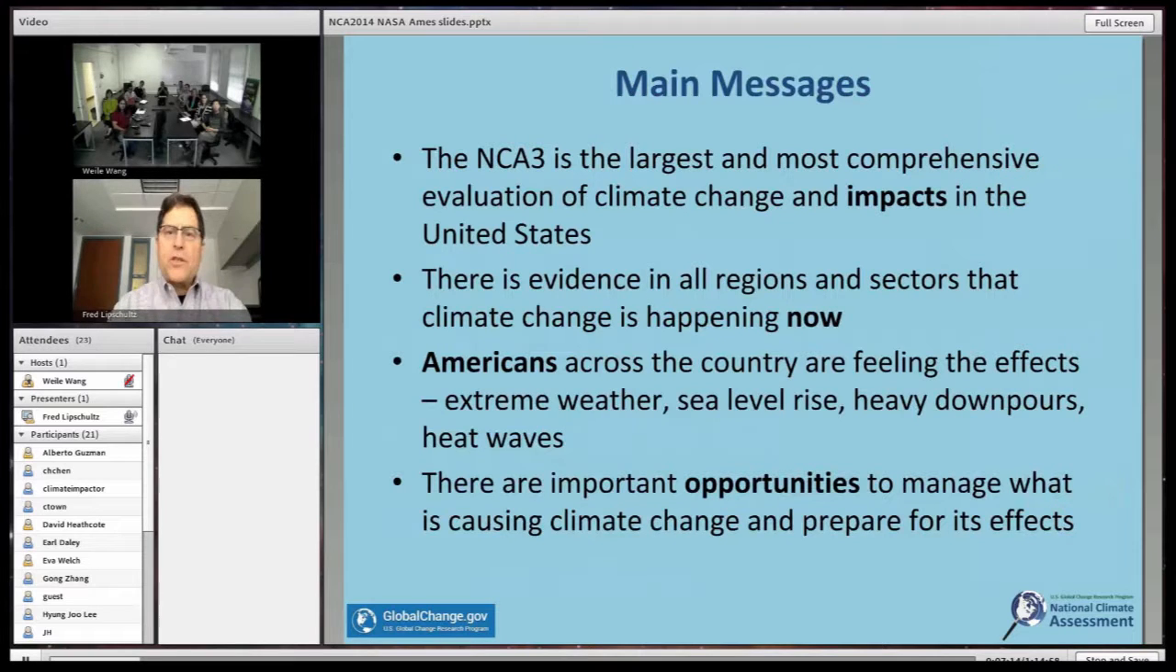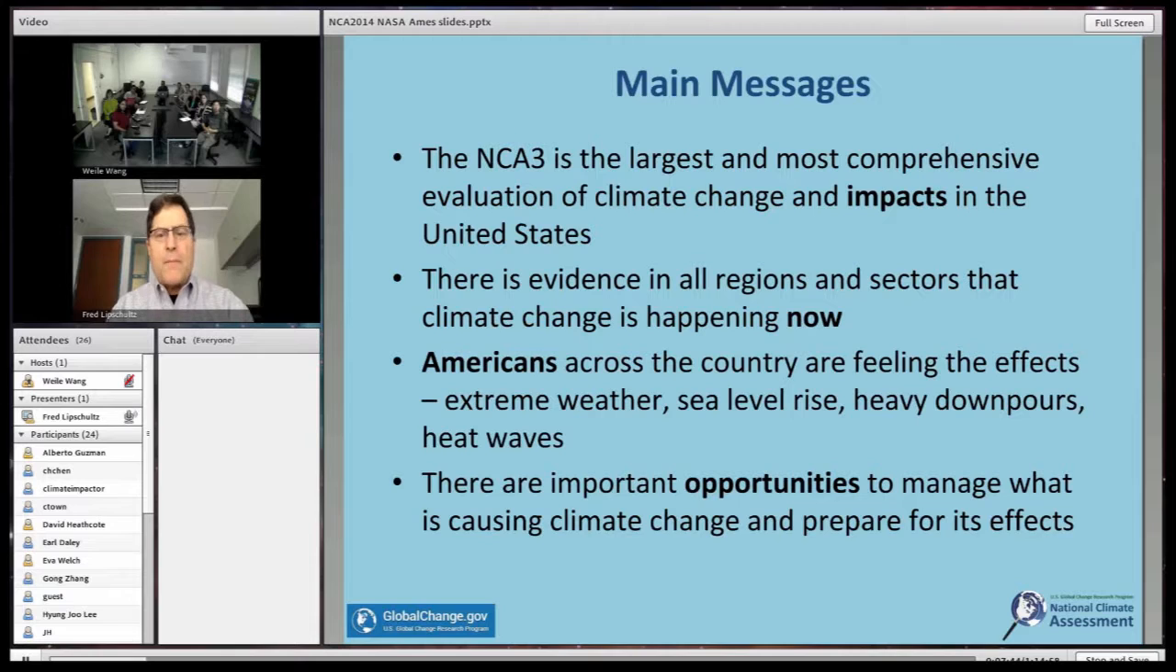So the main messages from the report, which you've heard echoed from the president on down through the secretaries and all through the administration, are these. The first one is that this assessment is the largest and most comprehensive one on the impacts to the United States. So this is different from IPCC, which is a global assessment. This one is how it affects us in the United States.